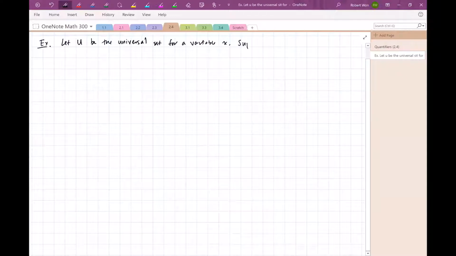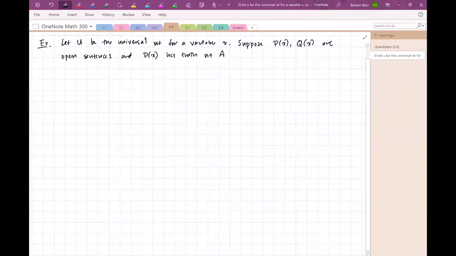And let's suppose that P of X and Q of X are open sentences in the same variable. P of X has truth set A, and Q of X has truth set B. So P of X and Q of X involve the variable X, and all of the values of X that make P true, that's some set A. All the values that make Q true, that's some set B.